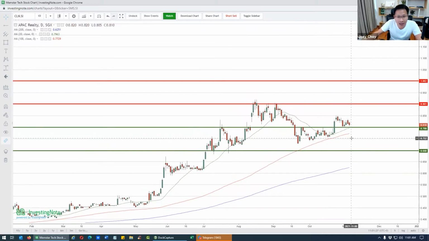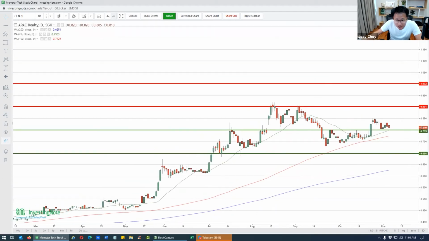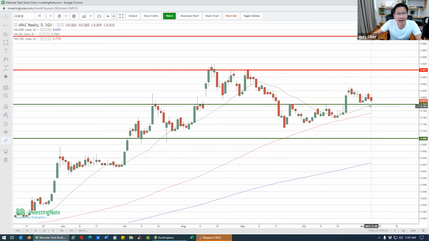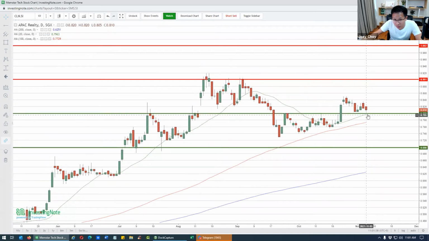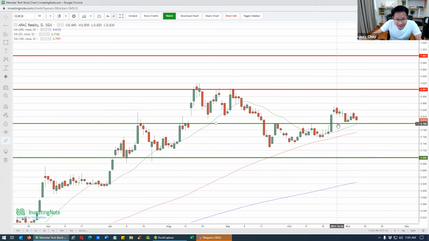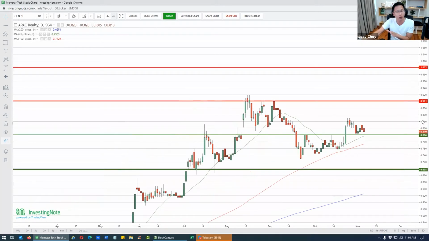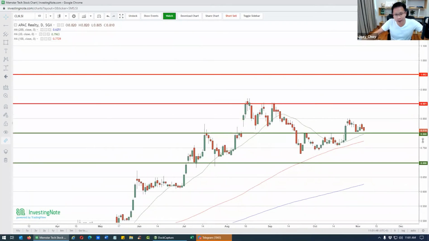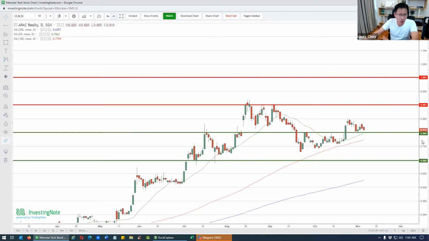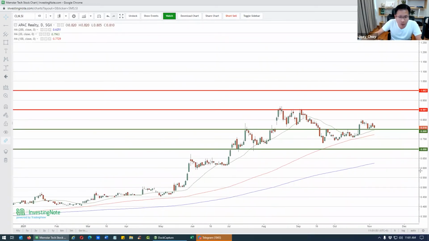So write it down: for Apec Realty, this 80 cents is quite important. In fact, that is also where the 20 days moving average line is, this green line right here. This 80 cents has now turned from a bit of a resistance to a bit of a support level. For the past week plus, we have been holding above these 80 cents. We're at around 0.81 now, and I think it looks quite okay.